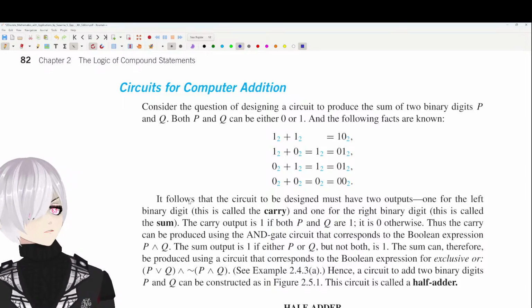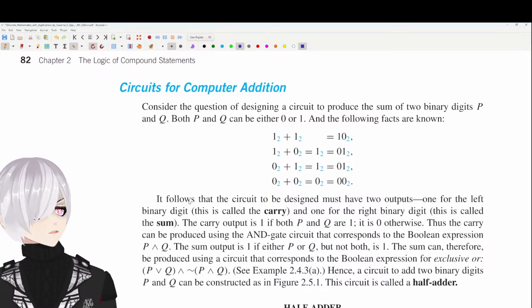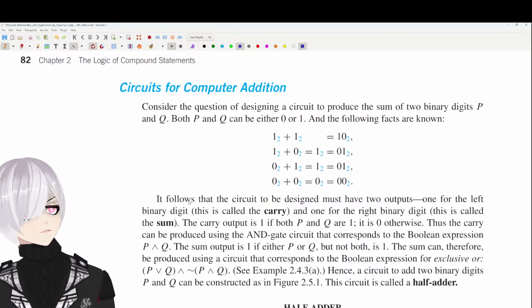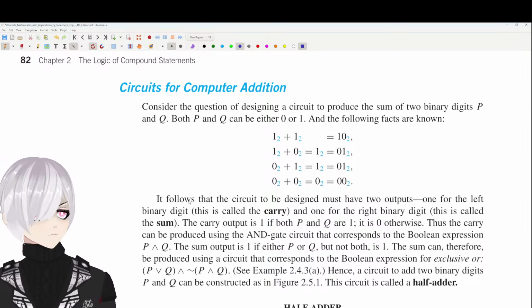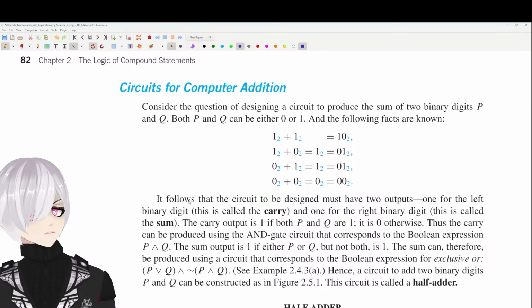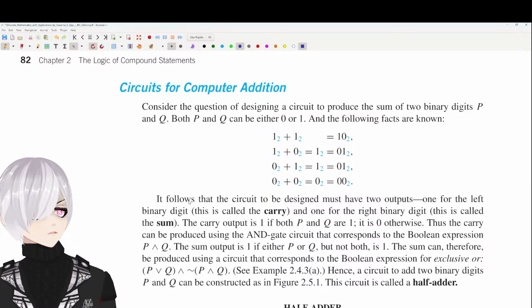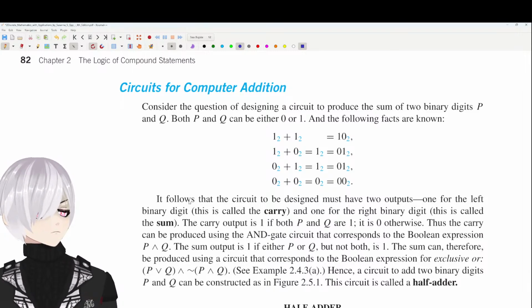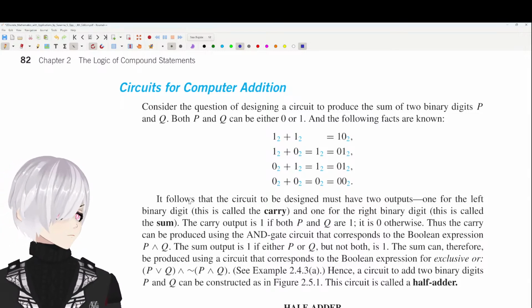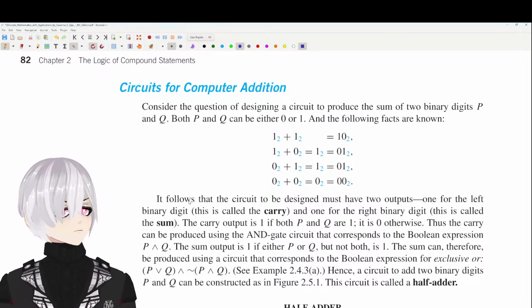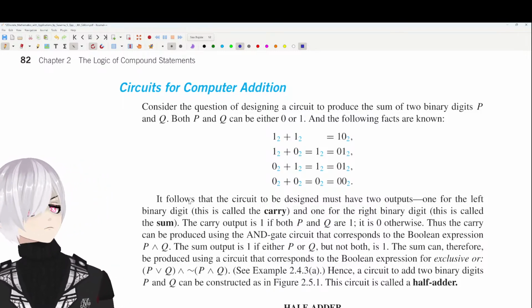It follows that the circuit to be designed must have two outputs. One for the left binary digit, this is called the carry. One for the right binary digit, this is called the sum. The carry output is 1 if both P and Q are 1. It is 0 otherwise. Thus, the carry can be produced using the AND gate circuit that corresponds to the Boolean expression P and Q.